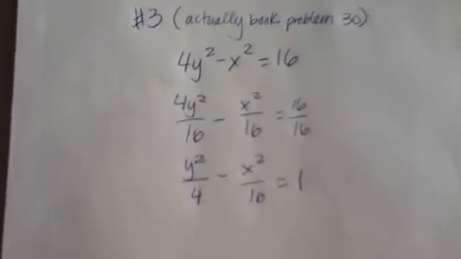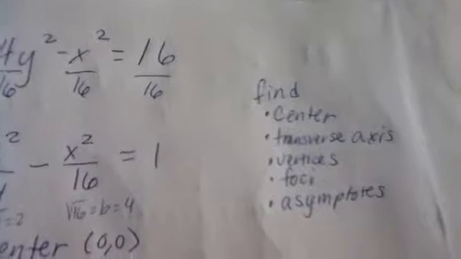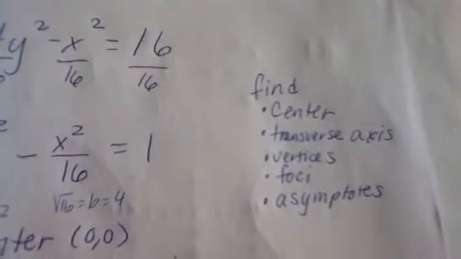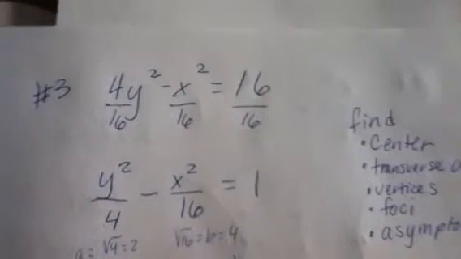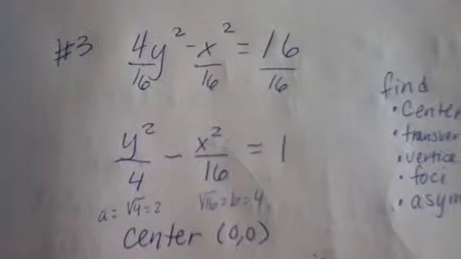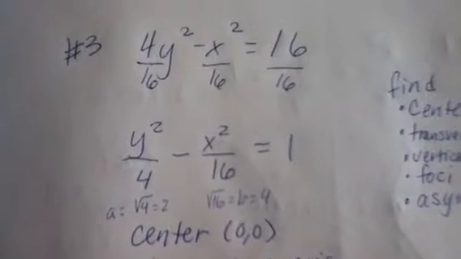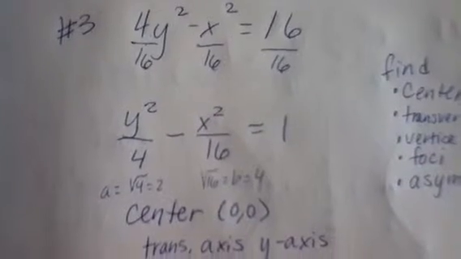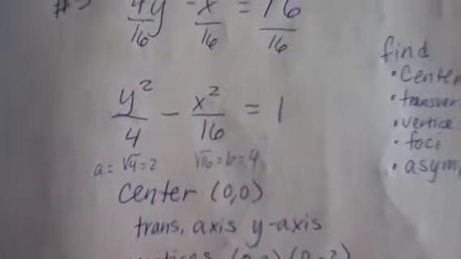For these problems, what we're going to be doing is, here it is again, we're going to be finding these things: the center, the transverse axis, the vertices, the foci, and the asymptotes. Well, first of all, there's no h and k, so we can quickly tell that the center is at 0, 0. Next, we can take the square roots of those numbers to find a and b. A is the important one next because that gives us our vertices.